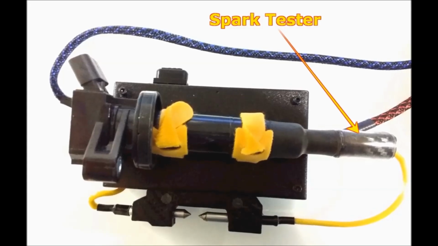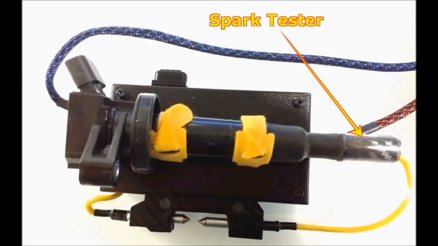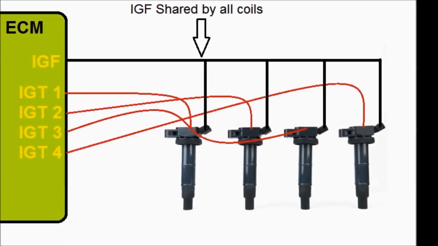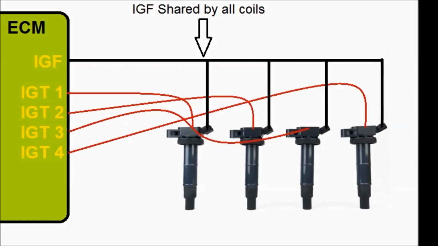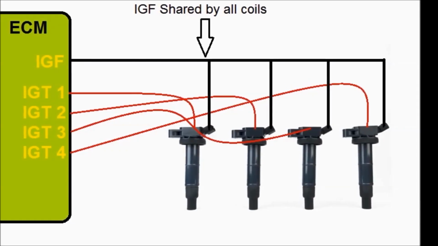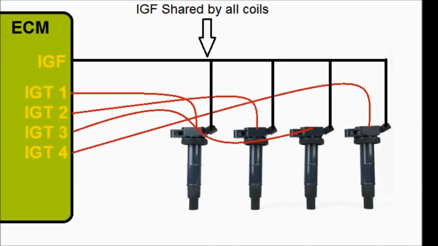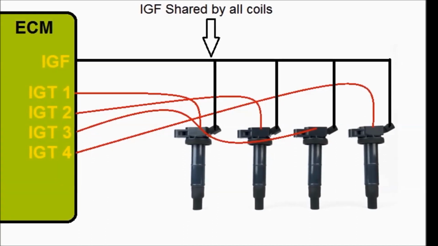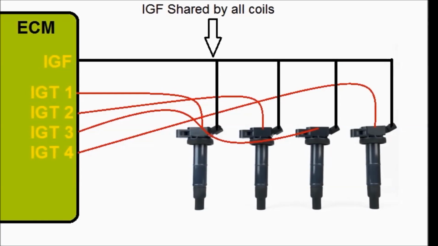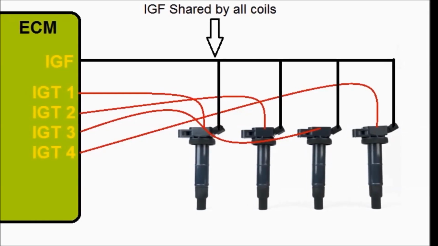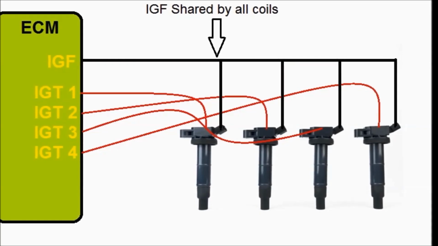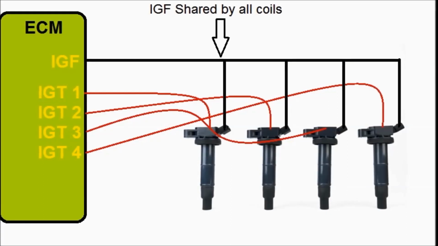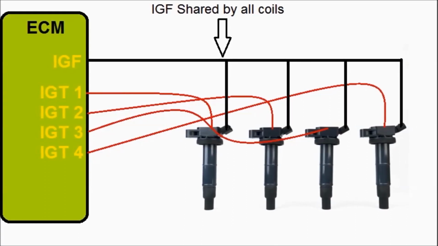Another very important feature of this testing unit, and of the Toyota Lexus coil system, is the IGF, as we said before. The IGF is a feedback signal sent to the ECM. Now, all these IGF lines, the wires, are tied together. They're not separate. In other words, the ECM is not going to see IGF number one, number two. No, no, no. It's going to have an IGT, a trigger, on the 1, 2, 3, and 4, but not the IGF. So the feedback, they're all tied together.